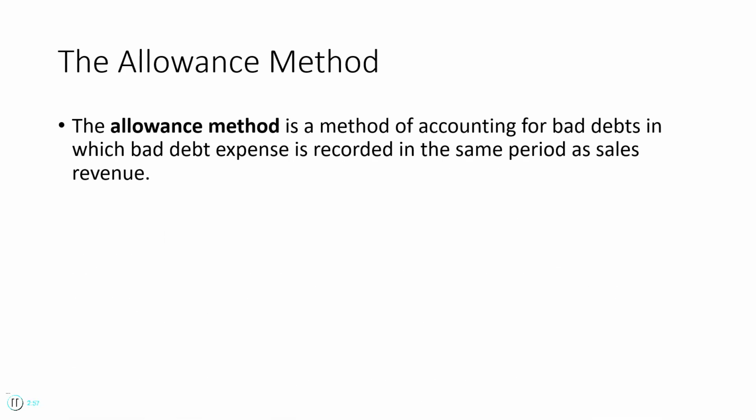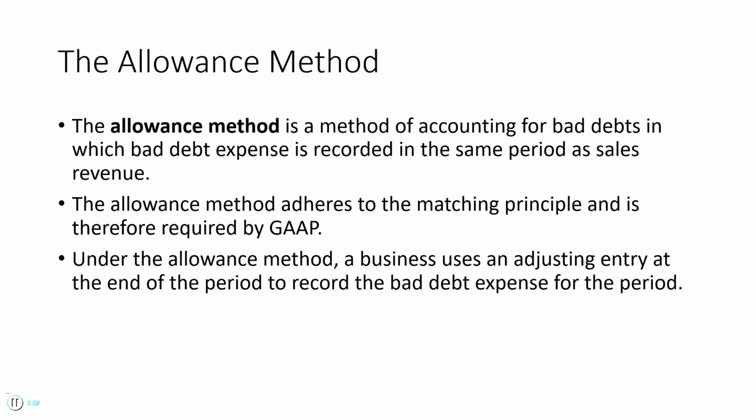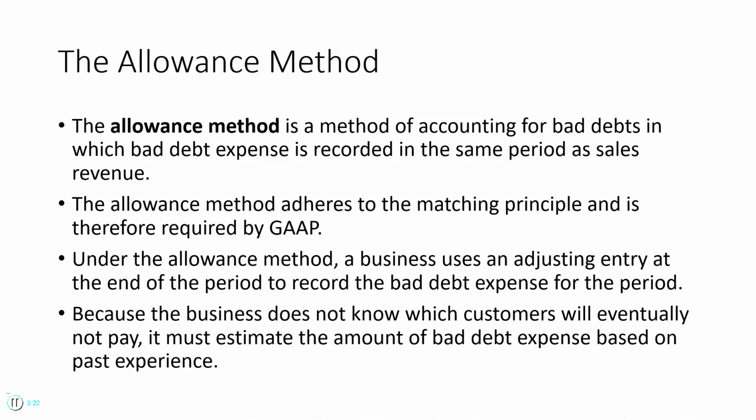So now let's look at the allowance method. The allowance method is a method of accounting for bad debt in which bad debt expense is an estimate. The allowance method adheres to the matching principle and is therefore required by GAAP. Under the allowance method, a business uses an adjusting entry at the end of the period to record bad debt. So remember, when you book the expense, it is an estimate. Because the business does not know which customers will eventually not pay, it must estimate the amount of bad debt expense. And they do this based on industry averages and their own history.